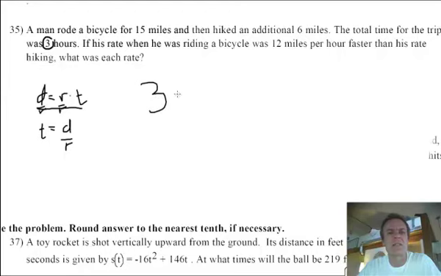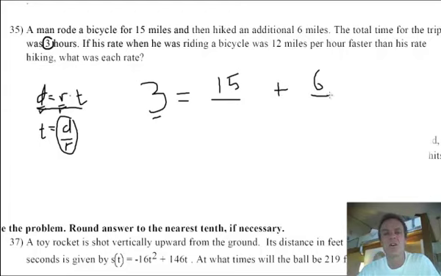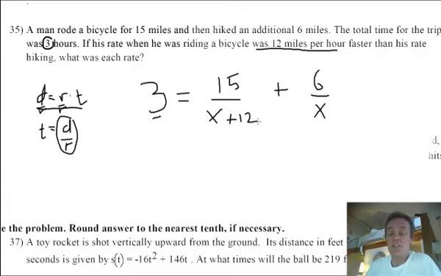Now, we have different times, different distances and speeds for either cycling or hiking. I'm going to use this. That's what time is. Here's my total time. For cycling, distance over speed, not sure yet. Hiking, distance over speed. So let's put the hiking speed as x. So if you're cycling 12 miles an hour faster, that's x plus 12. Right, there's the setup.